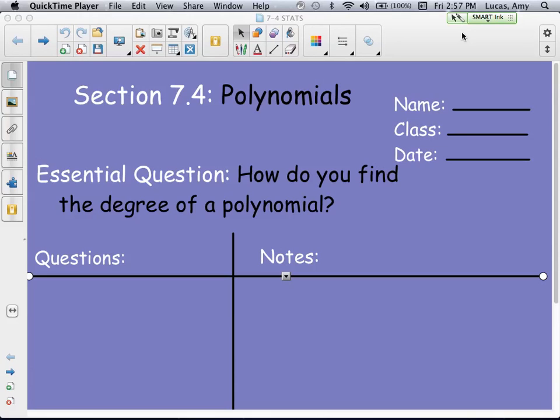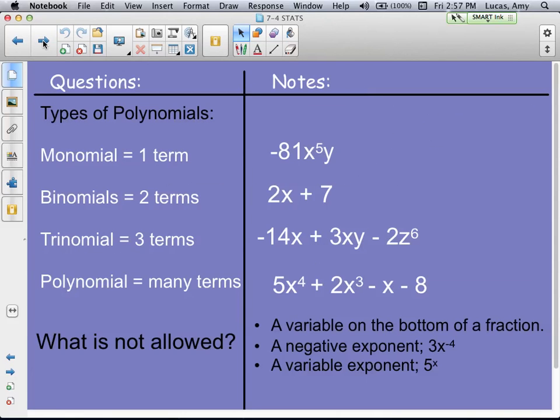Lesson 7-4, Polynomials. The essential question is, how do you find the degree of a polynomial? On this first slide, it says under questions, types of polynomials, and we have a couple of different types listed.